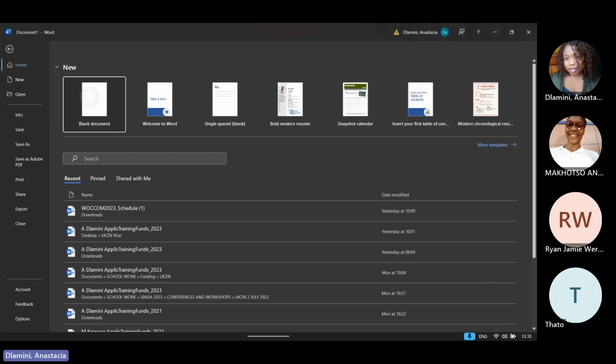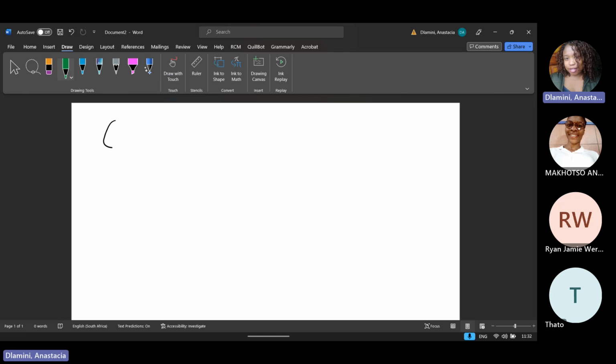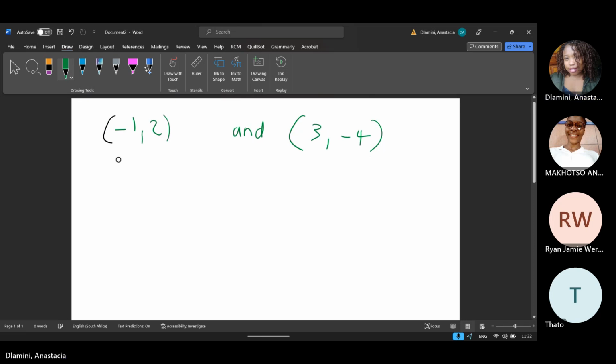So now, let's say we're given 2 points. We're going to look at example 3 from the textbook. Let's say you're given 2 points and we want to find the equation of a straight line that passes through these 2 points. So let's say you're given the point -1 and 2, and you're given the point 3 with -4. So now we want to find the equation of a straight line that passes through these 2 points.